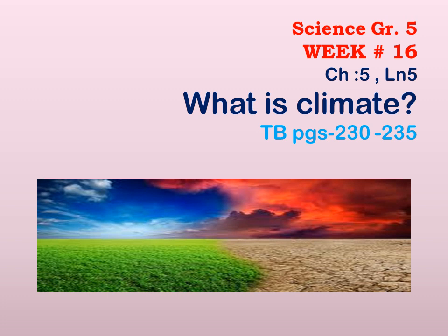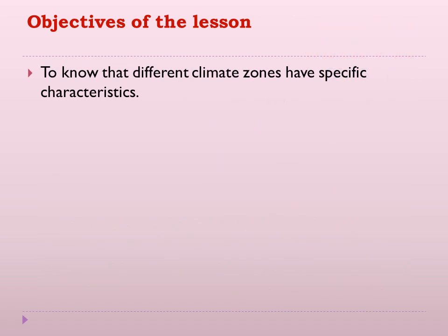Now we are in week 16. This week we are reviewing chapter 5, lesson 5. What is climate? Textbook pages 230 to 235. So the objective of our lesson is to know that different climate zones have different characteristics.